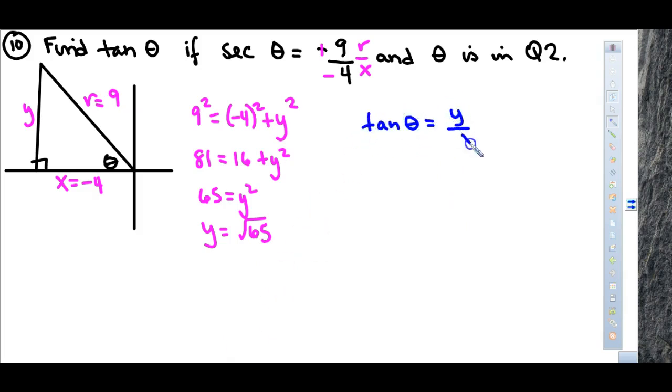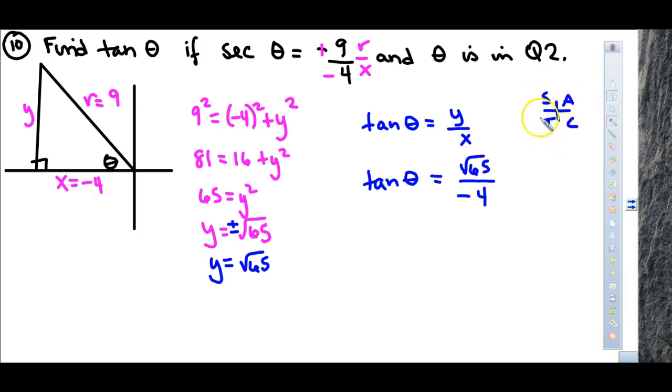Tangent is y over x. Remember here y can be positive or negative. But I know it's going to be positive because when you're in the first two quadrants, y is positive territory, not negative. So your tangent is going to be y, which is square root of 65, over x, which is negative 4. Now, does it make sense for tangent to be negative in quadrant 2? Yes, it does, because ASTC tells you tangent is positive in these two quadrants. Therefore, tangent would have to be negative in these two. And there's your quadrant 2 right there.